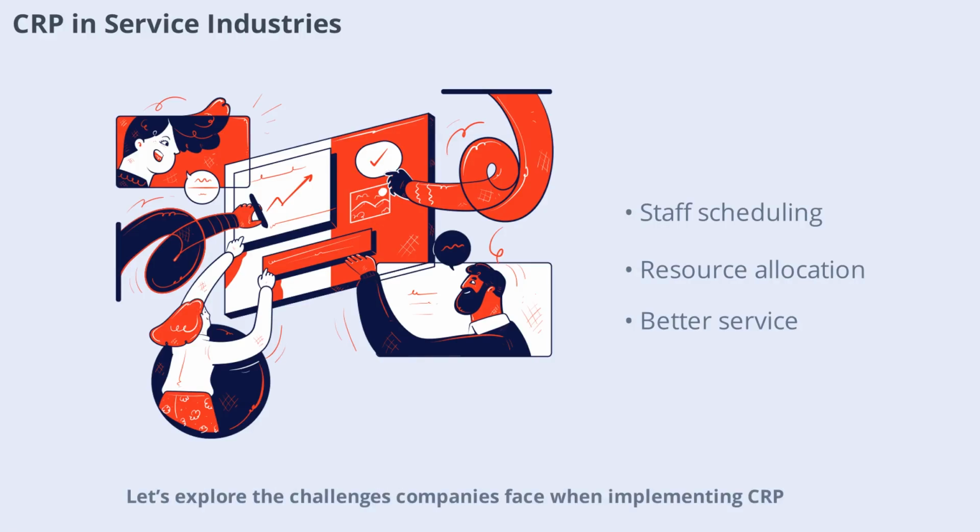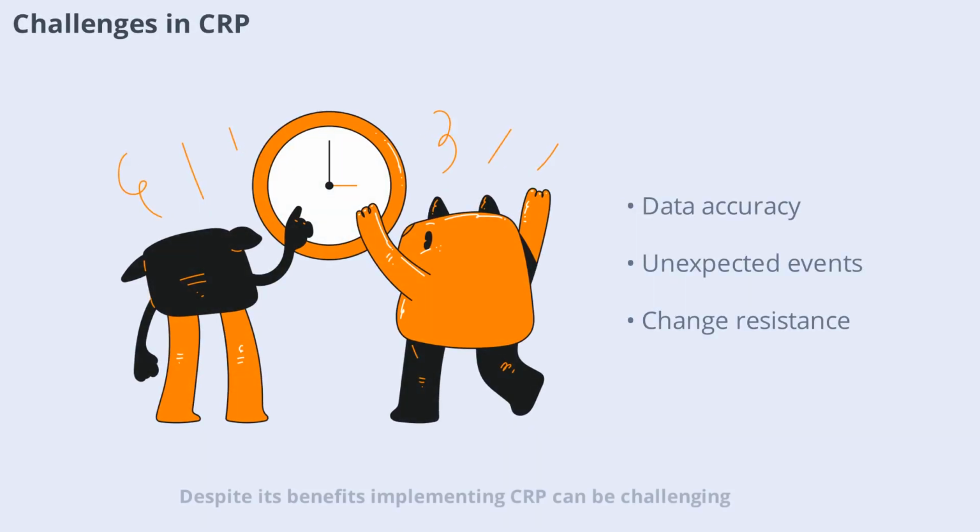Let's explore the challenges companies face when implementing CRP. Despite its benefits, implementing CRP can be challenging. Accurate data is essential, but collecting and maintaining this data can be difficult. Unexpected events like machine breakdowns or sudden changes in demand can disrupt even the best plans. Resistance to change from staff or management can also slow adoption. Overcoming these challenges requires strong leadership, good communication, and a commitment to continuous improvement.